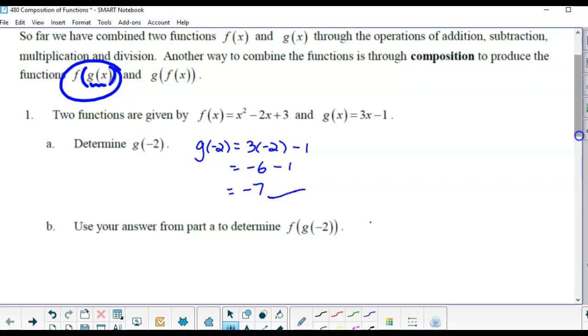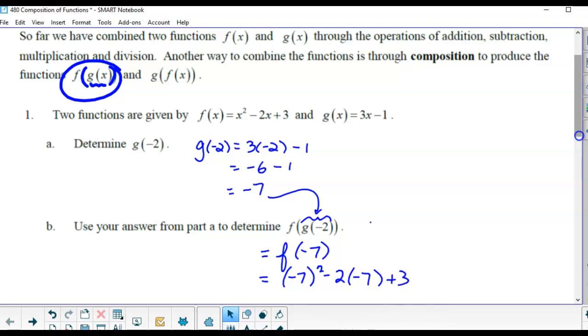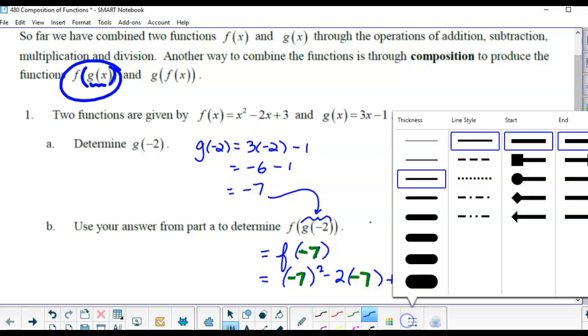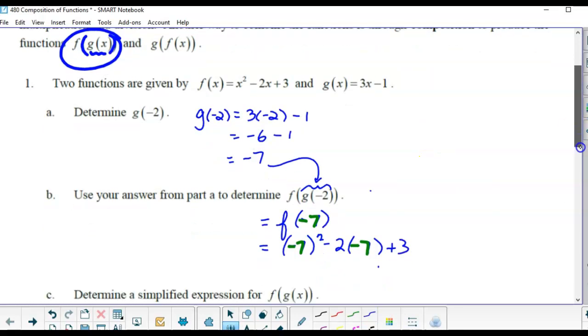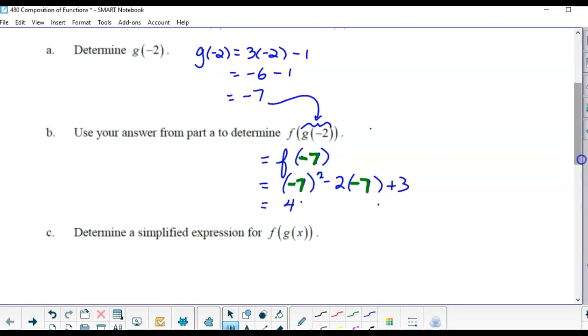So that means now negative 7 is going in here because that's what g of negative 2 is equal to. So this will be f of negative 7. And so now we put in negative 7 everywhere in f that there was an x. We're replacing it everywhere there. Okay, and then evaluate that according to order of operations. So what's that? 49 plus 14 plus 3 is 53, 63, 66.